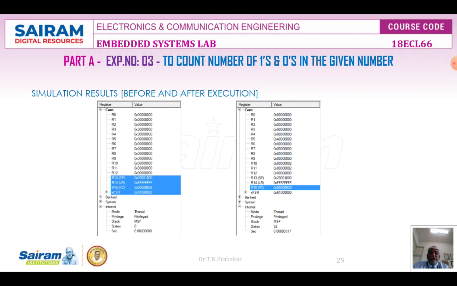You can see the register status. On the left-hand side, you can see all the values are actually 0. And on the right-hand side, you can easily see the value is incremented. That is, R10 and R11 are incremented by 2, so they have the value of 2. That shows the number of ones and the number of zeros available in the given data is 2 each.